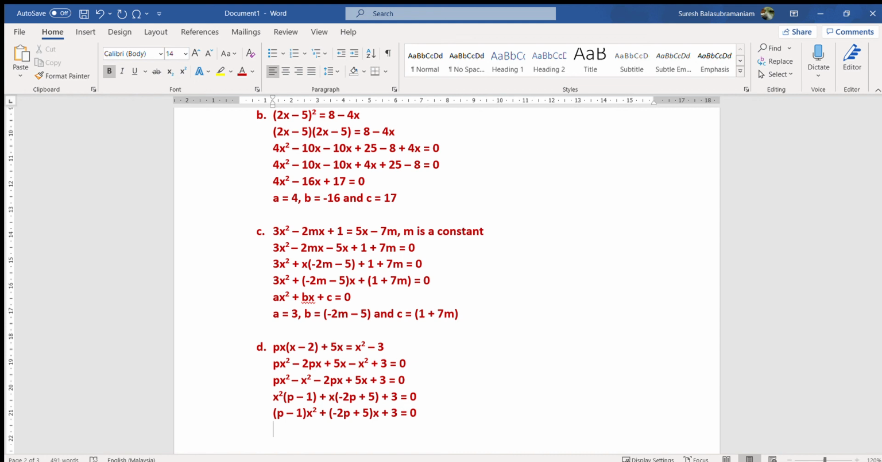So what is my a? My a will be p minus 1. What is my b? My b will be negative 2p plus 5, and my c will be 3.